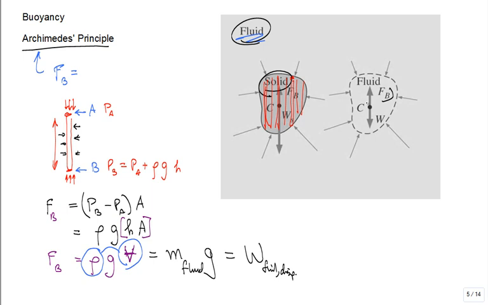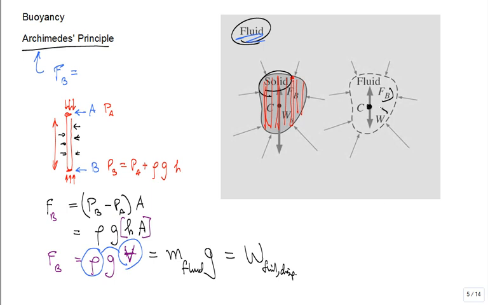At the C. What does C represent? The centroid of the volume that the solid occupies. True? So it's truly a centroid. The upward directed buoyancy force is applied at the centroid of the displaced fluid. Now they also show the weight.